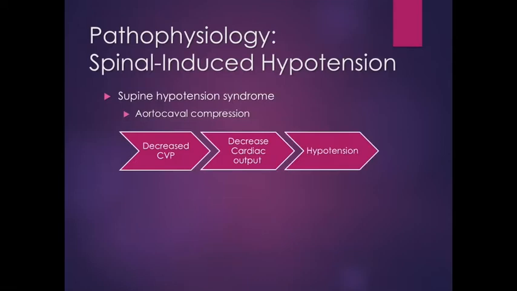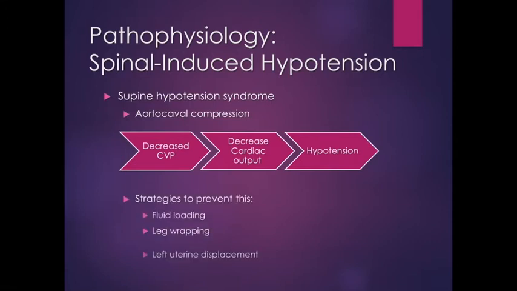Therefore, the mainstay of historical therapies included strategies such as fluid loading, leg wrapping, and left uterine displacement. However, these measures to improve venous return, including lateral tilt and numerous fluid administration regimens, have really failed to eliminate the hypotension and are only minimally effective. In fact, studies have shown that cardiac output actually increases immediately after spinal anesthesia.